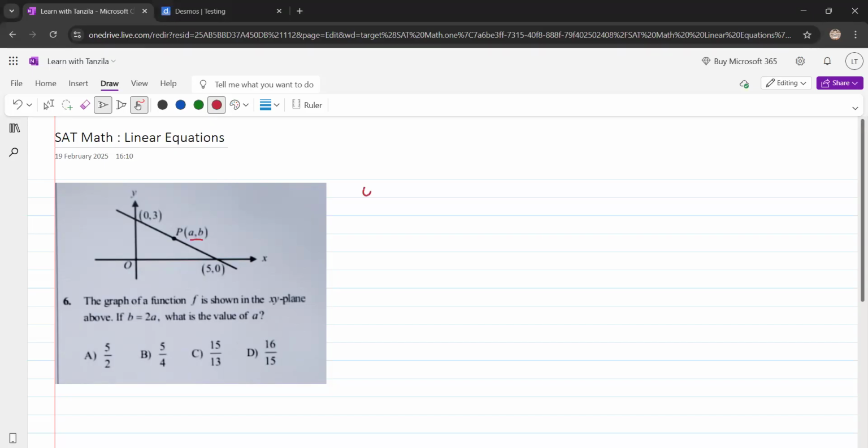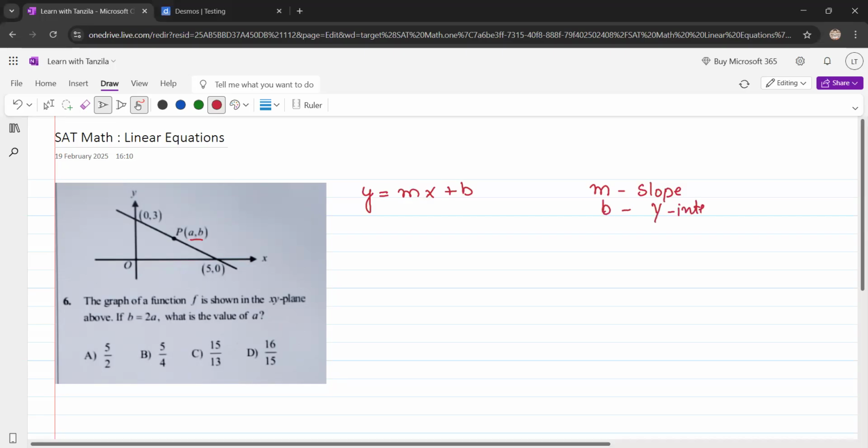Now, one common form of linear equation that everyone knows is the slope intercept form, that is y equals mx plus b, where m is the slope and b is your y intercept. Now what is this b in our case? It is this 3 where the graph intersects the y-axis. That's our y-intercept. So we got it as 3.